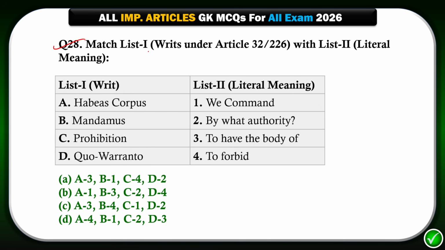28. Match list 1 writs under Article 32 or 226 with list 2 literal meanings: habeas corpus, mandamus, prohibition, quo warranto. Option number A is the right answer: A3, B1. Habeas corpus means to have the body of. Mandamus means we command. Prohibition means to forbid. Quo warranto means by what authority?